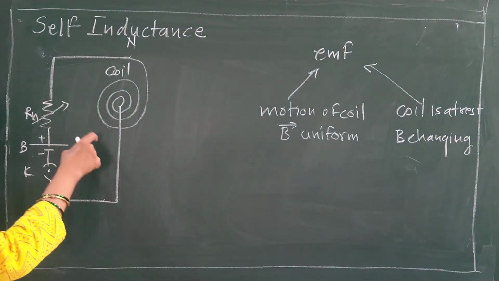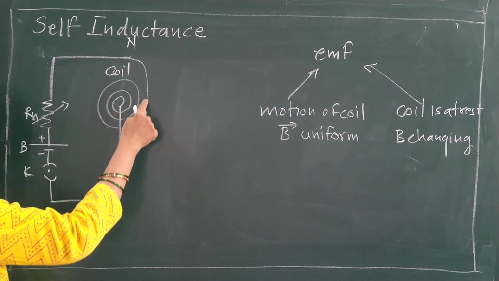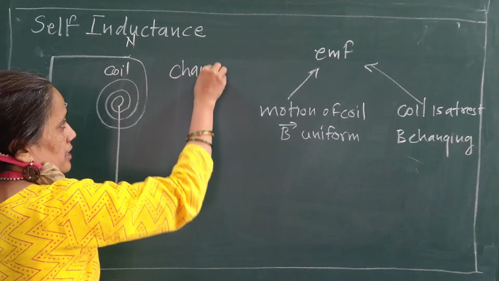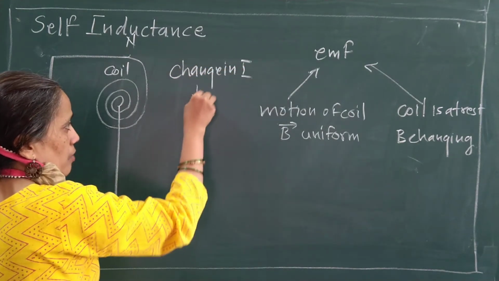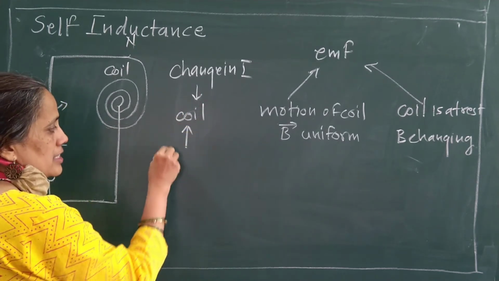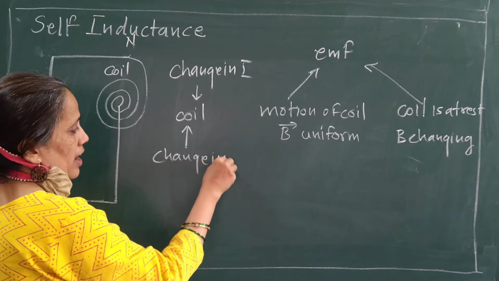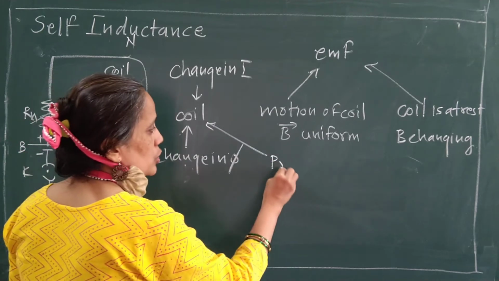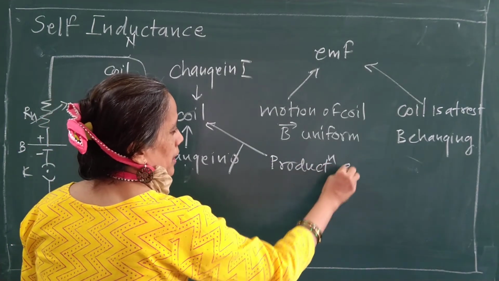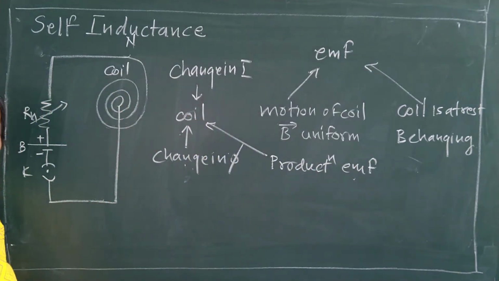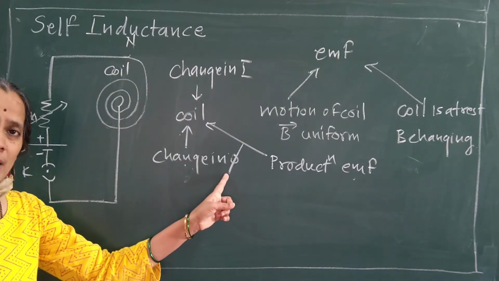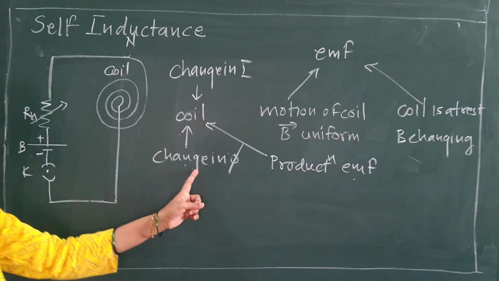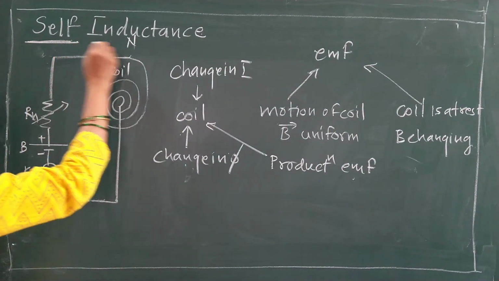Right? And here, what happened? There is a change in flow of current in the coil. So I can say that there is a change in current in the coil. Therefore, there is a change in magnetic flux in the coil. Therefore, there is production of EMF in the same coil. So the change in magnetic flux takes place in the coil, and in the same coil there is a production of EMF. That phenomenon is called self-induction.